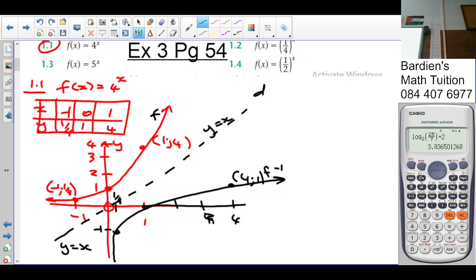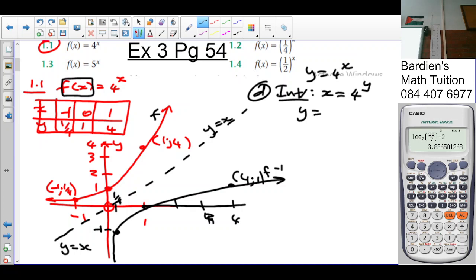So what do we do for the inverse function? We interchange x and y. Remember the equation: you have y is equal to 4 to the x. So we interchange x and y, so x is equal to 4 to the y. So we're going to change that to log form. So y is equal to log x base 4. And that is your inverse function. Next question.